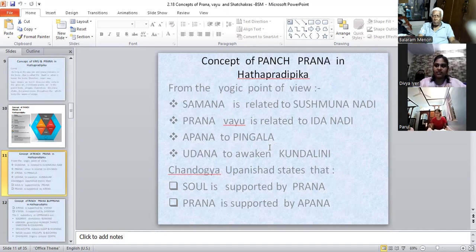Okay. So only 7, I'm not able to recollect the 8th one. So it is supported by prana, because the dominant among the pancha prana is the prana.